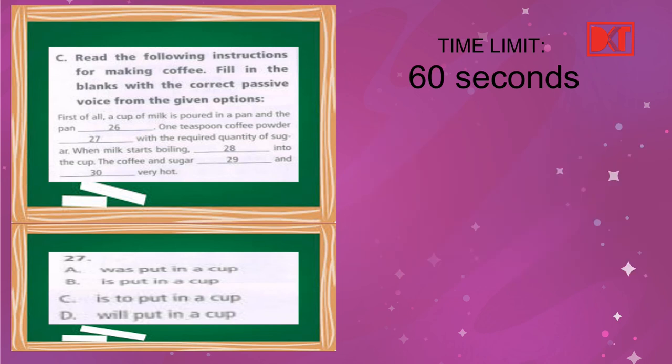Okay, next sentence. 1 teaspoon coffee powder dash with the required quantity of sugar was put in a cup, is put in a cup, is to put in a cup, will put in a cup. Now here the answer is 1 teaspoon coffee powder is put in a cup. Again, because the present is being talked about, put stays put in the present, past and future. So is put in a cup. Alright. In the other ones, the tense is wrong in all of them. Alright.